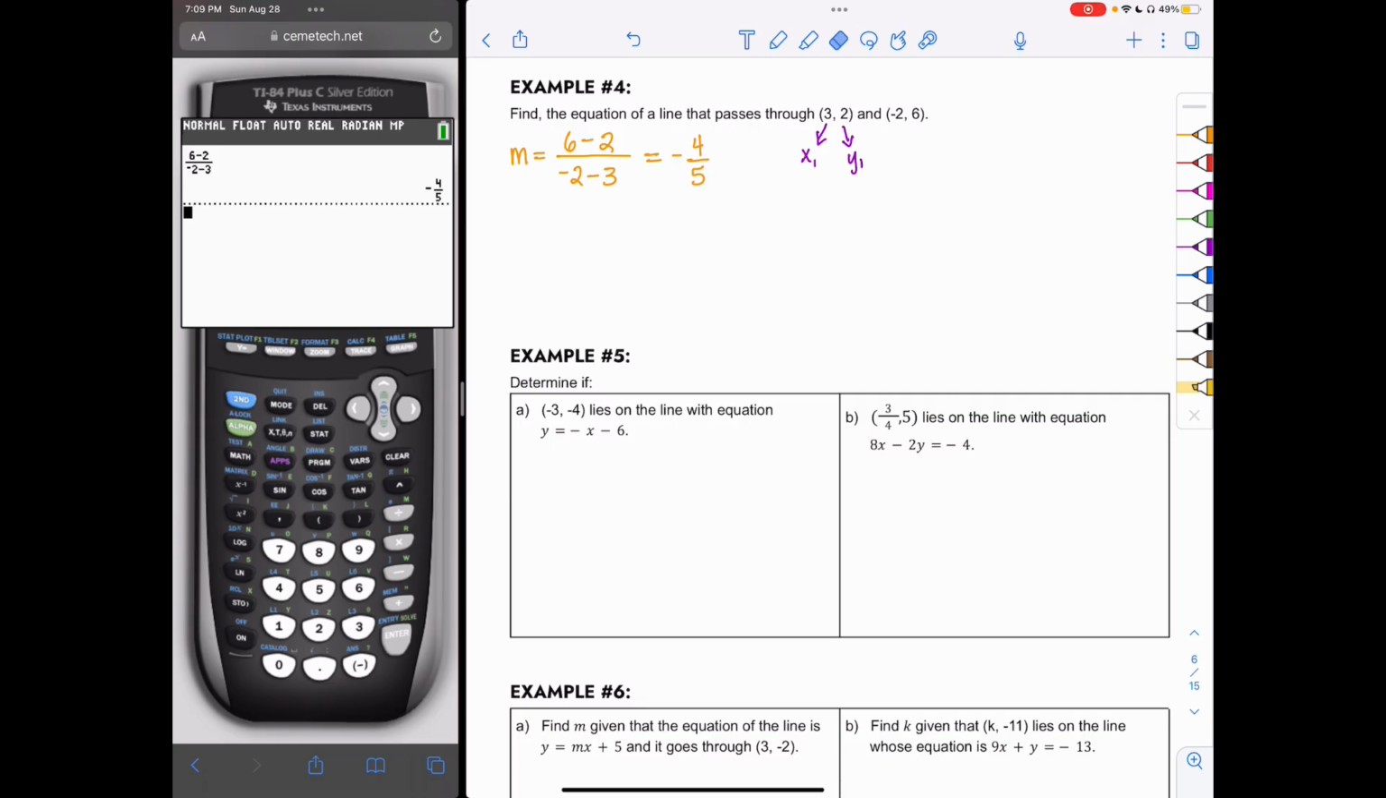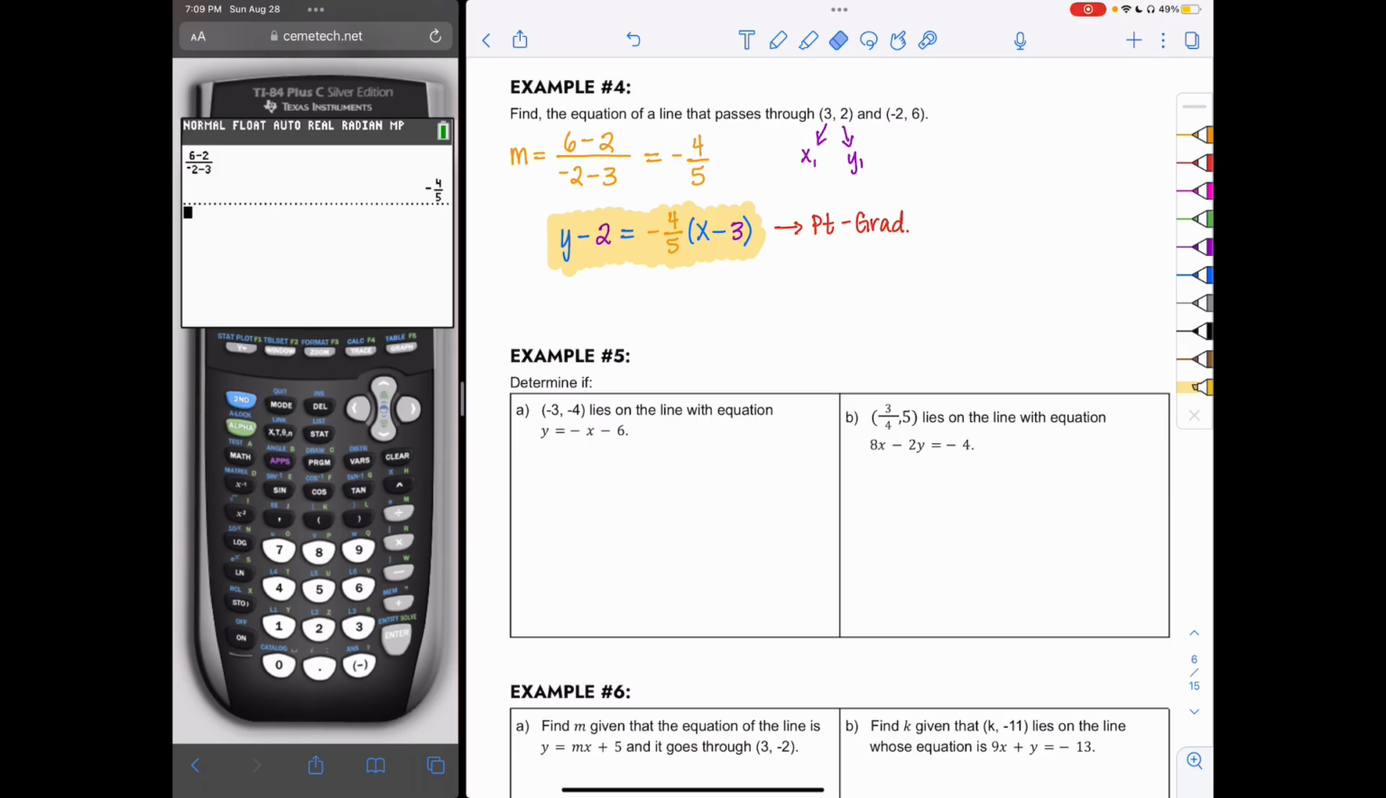Once I have that, I'm going to put this in point gradient form because I have a point and I have the gradient. So I'm going to plug these values into point gradient form, and I will have y minus 2 is equal to negative 4/5 times x minus 3. If I wanted to stop there, I am fine. This is the equation in point gradient form.